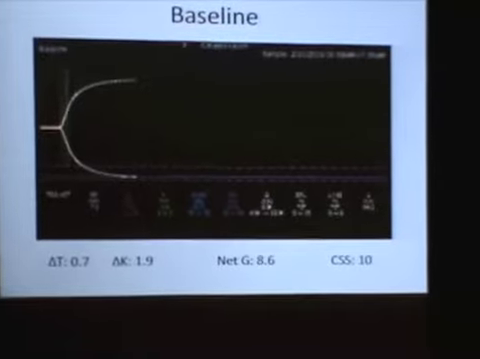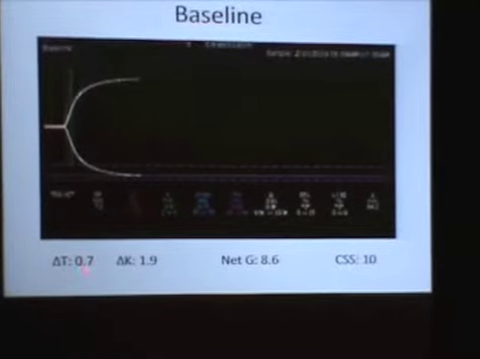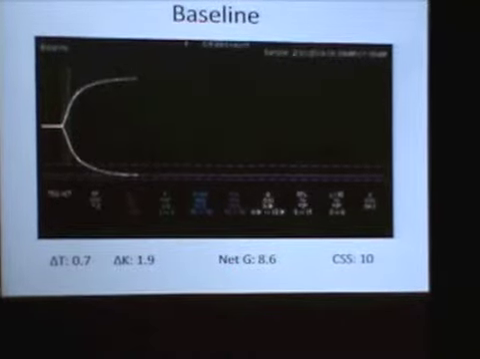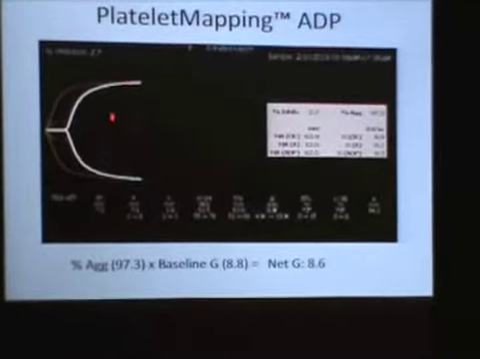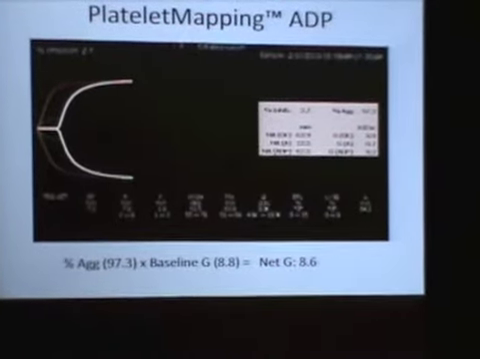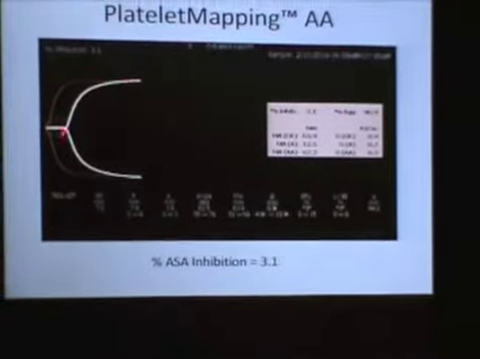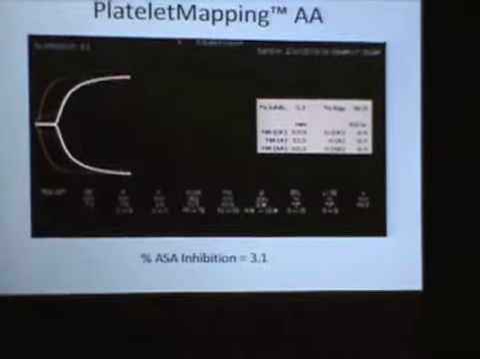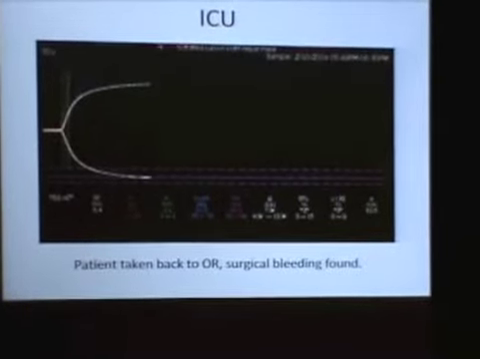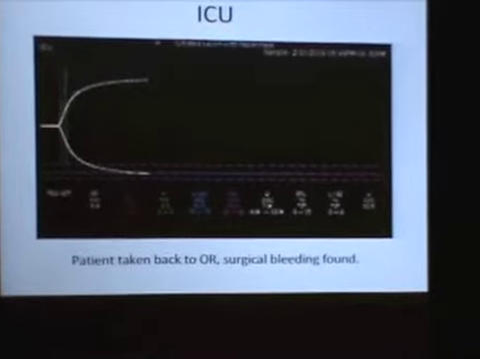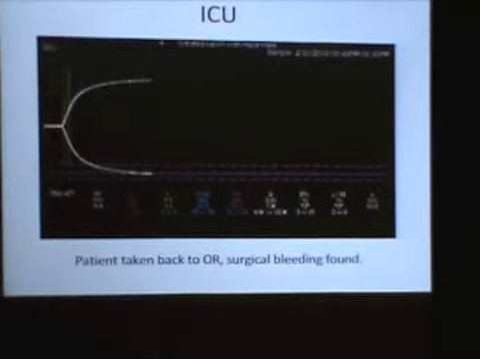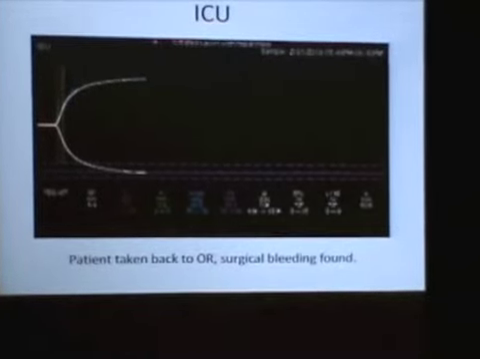TEG's normal. Our delta is normal, 0.7. We have a net G, which is normal. Everything's normal. Mapping, there's no inhibition. Got a net clot strength, very good. No aspirin inhibition. Patient taken back to the OR, surgical bleeding found. But yet they kept throwing product at this patient. That was the reaction. So instead of throwing product, maybe they should have run a TEG to begin with.